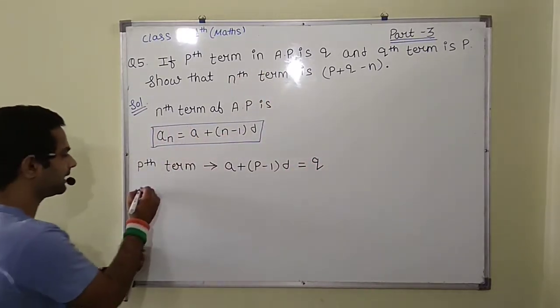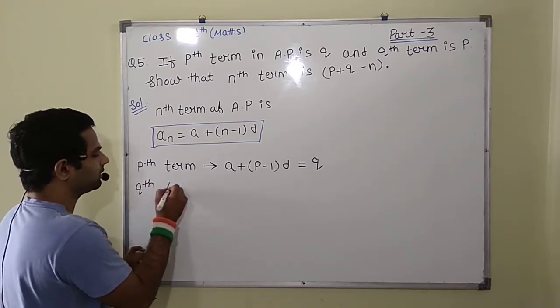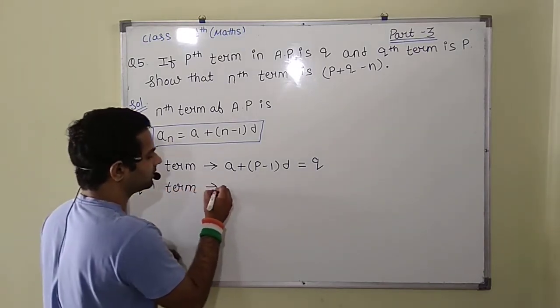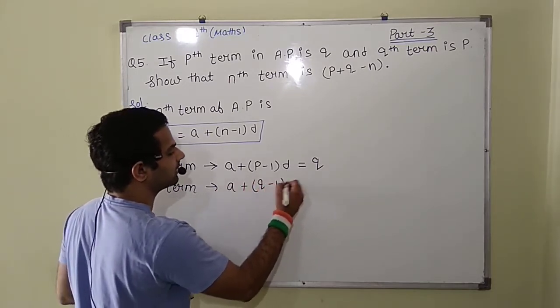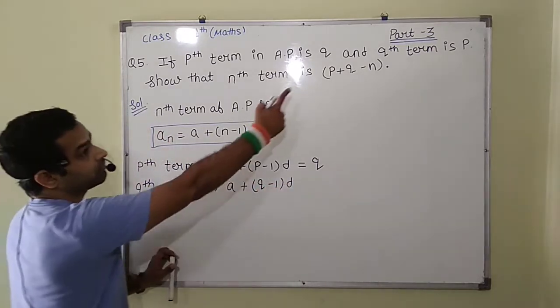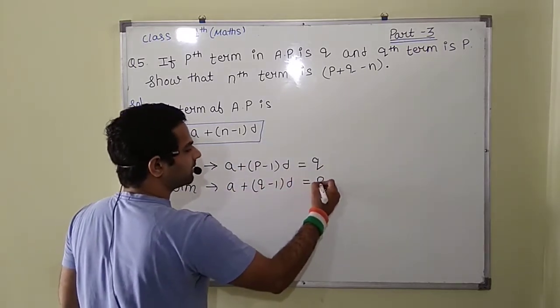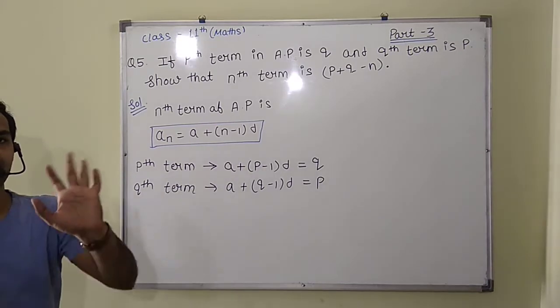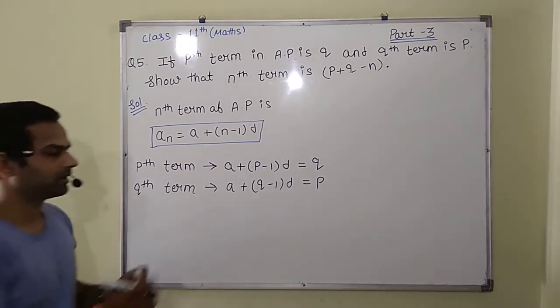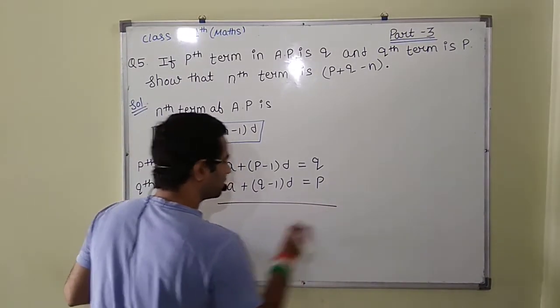Now the second, the qth term. The qth term will become a plus (q minus 1) into d, and the value of the qth term is p. So this can be written like this. Now with these two equations, we have to find the values of a and d. So let's solve these two equations.